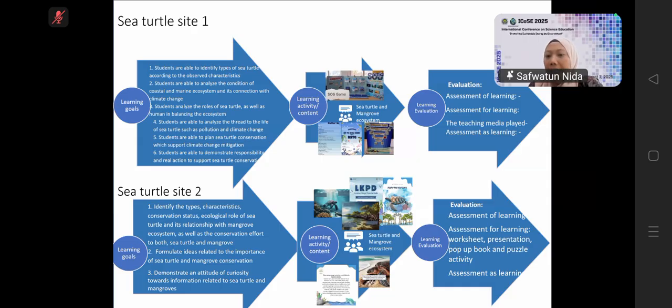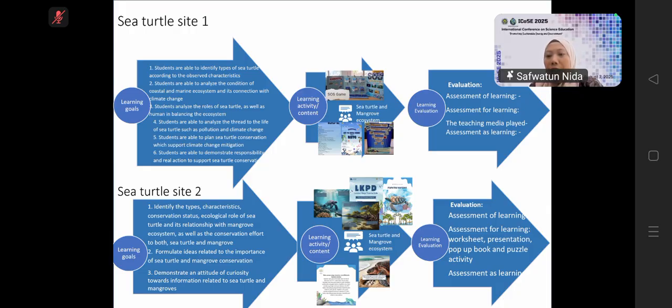And in the second group, the prospective teachers design learning in which the students do group work for doing the worksheet and present the worksheet. And students are encouraged to read the sea turtle and mangrove book, pop-up book.